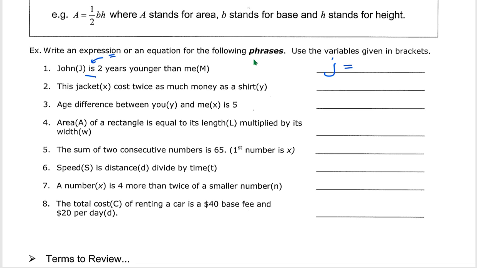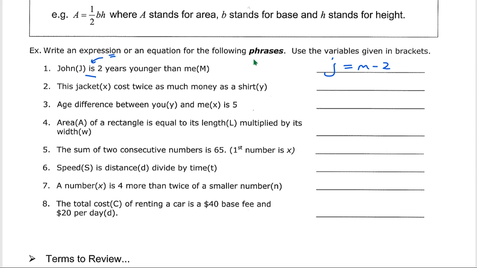So how are we going to do this? 2 years younger than me. So if I'm 10 years old, then John is 10 minus 2. If I'm 20 years old, then John is 20 minus 2. So if I'm M years old, then John is going to be M minus 2. Not to be confused with 2 minus M, even though it says 2 years younger than me, the 2 is coming first. If you did 2 minus M and you put my age in, you'll get a negative age for John. So that's the first example. Let's keep going.